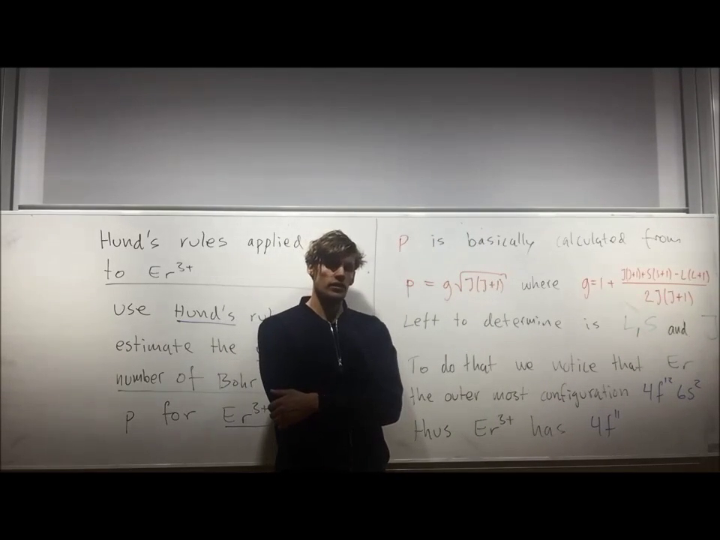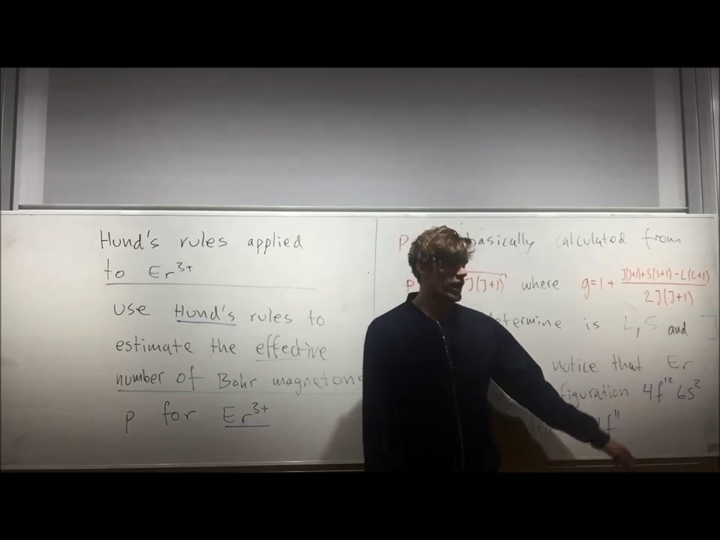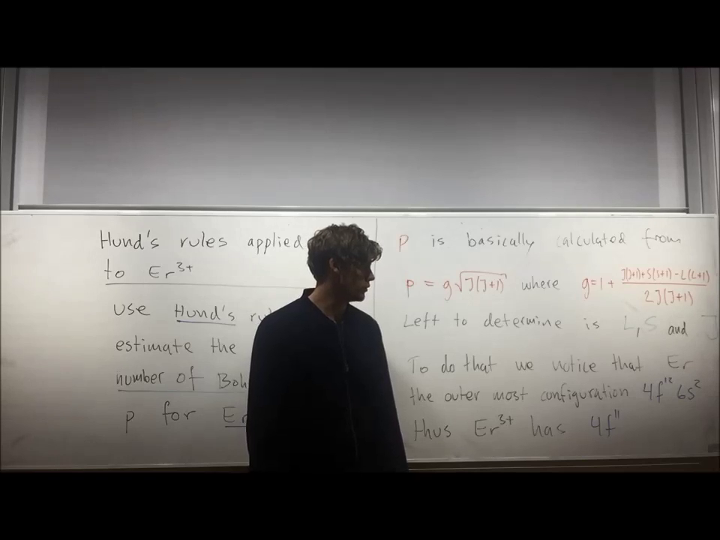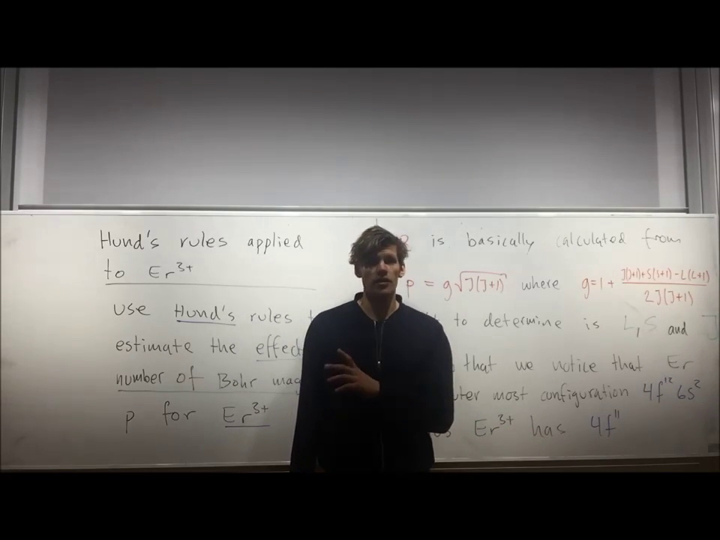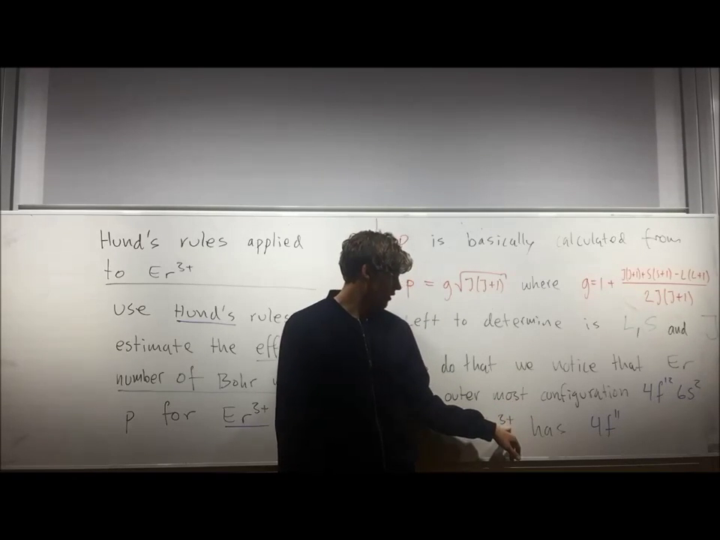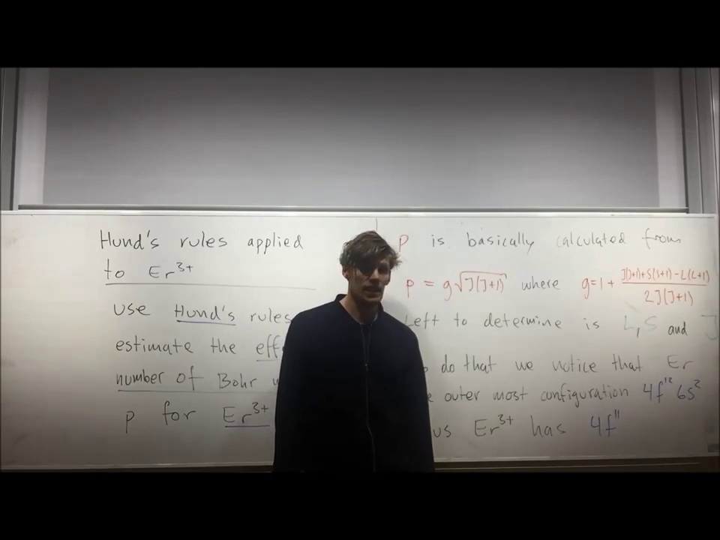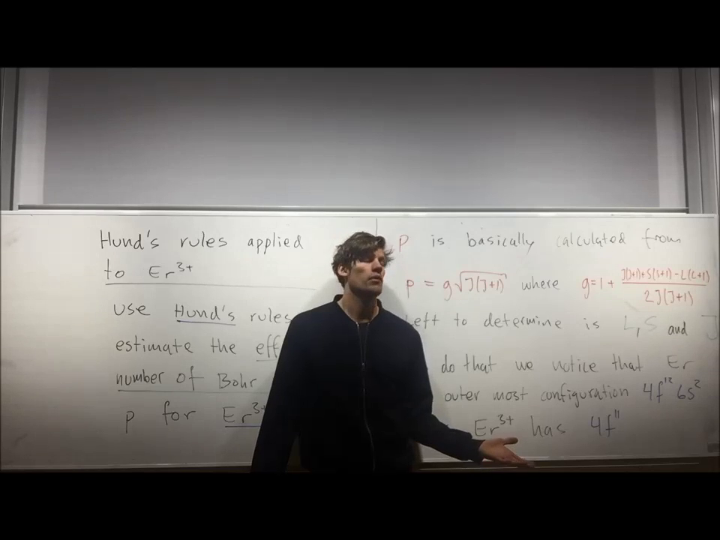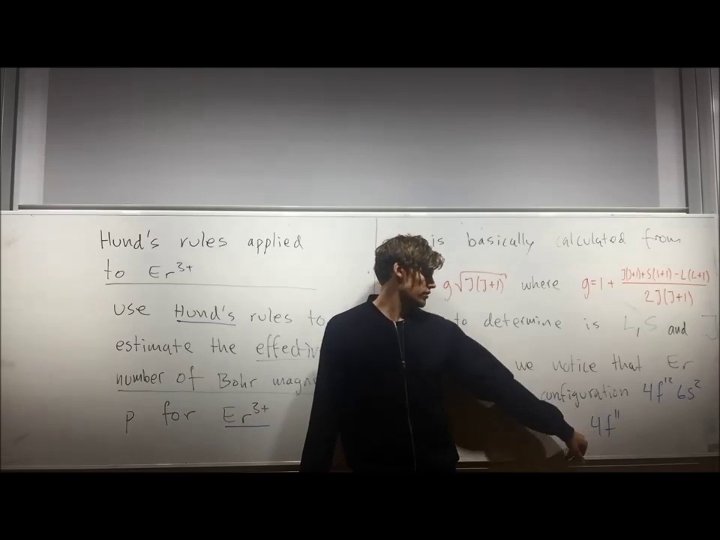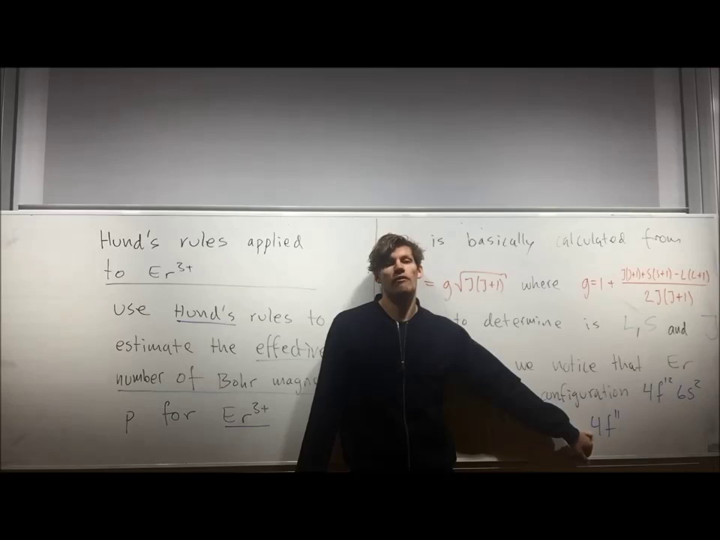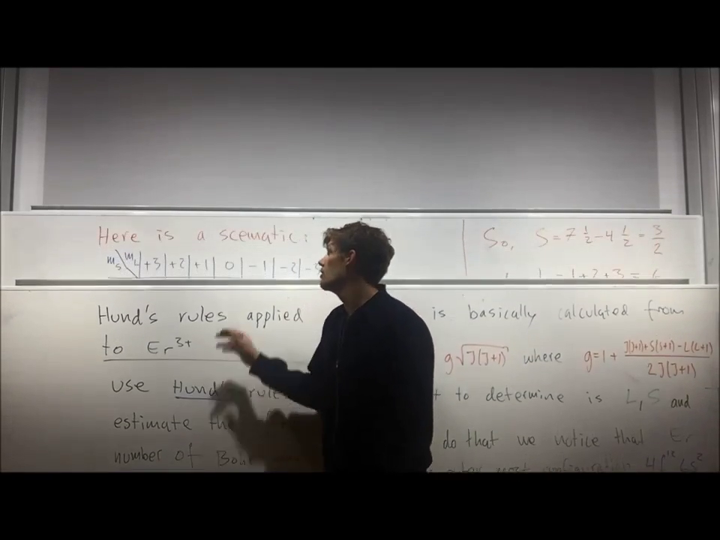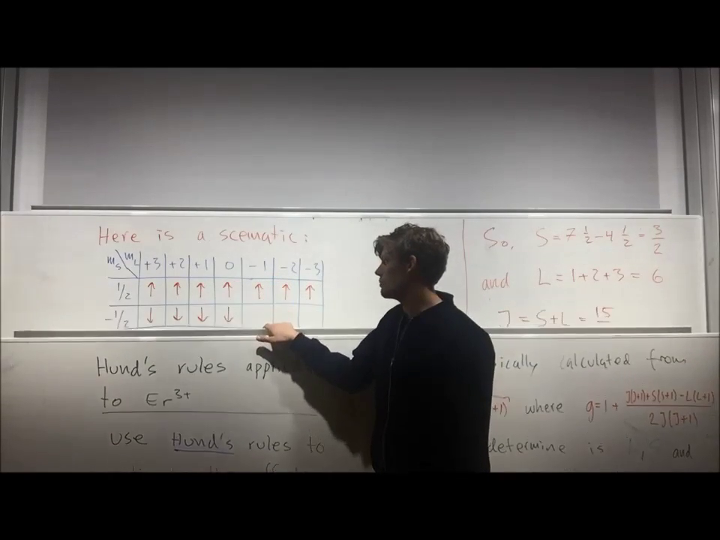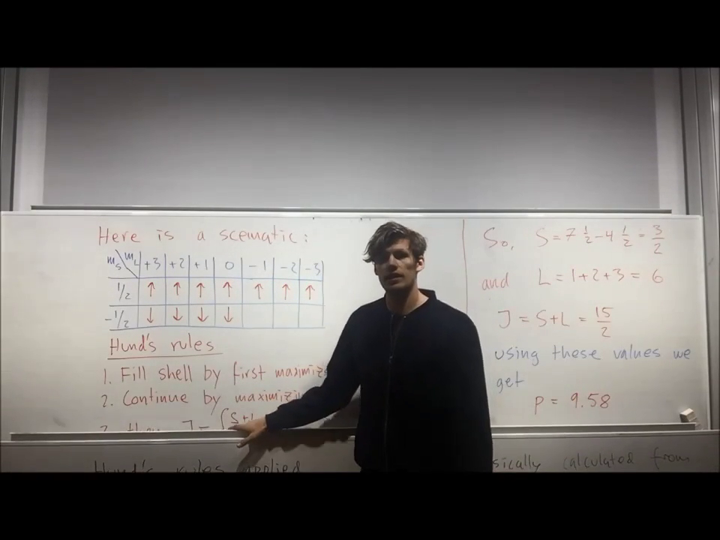In order to do that, we notice that erbium has an electronic configuration of 4f12 6s2. If we take into account that we actually have an ion in this case, which has 3 electrons less than the erbium atom, we get that the electronic configuration of our ion is 4f11. We're going to use this fact and use Hund's rule, so we'll schematically put out how to fill this f shell.